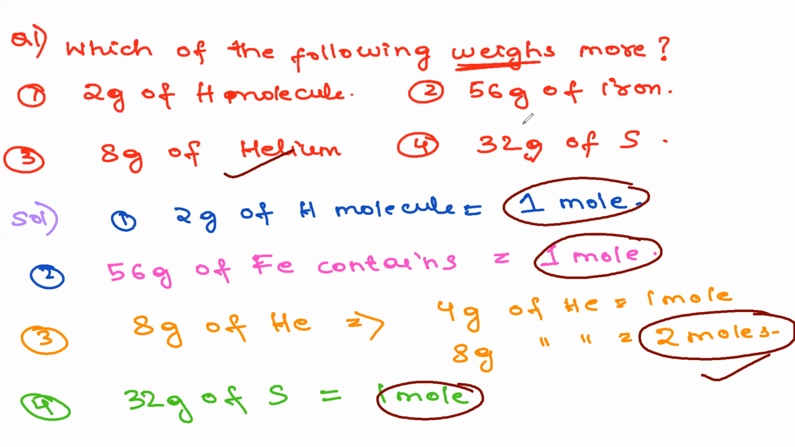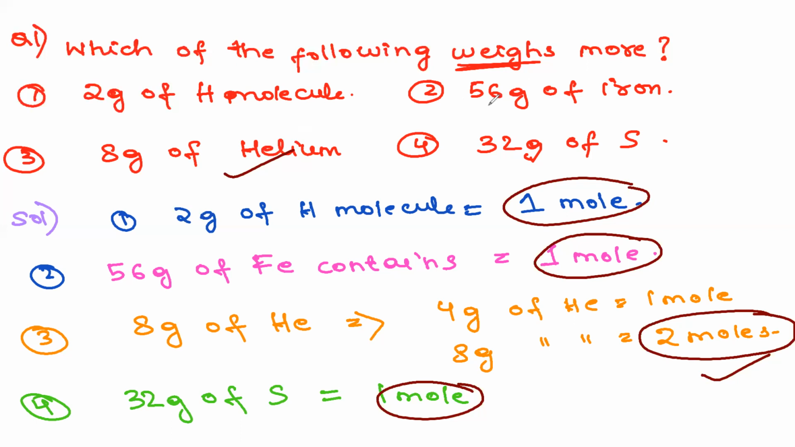Again, I'm repeating the question. Which of the following weighs more? 2 grams of hydrogen molecule, 56 grams of iron, 8 grams of helium, 32 grams of sulfur. They have given individual molecules and atoms. Hydrogen exists as a diatomic molecule, that's why they have given hydrogen molecule. Iron is given as an atom, helium is an atom, and sulfur is also an atom.